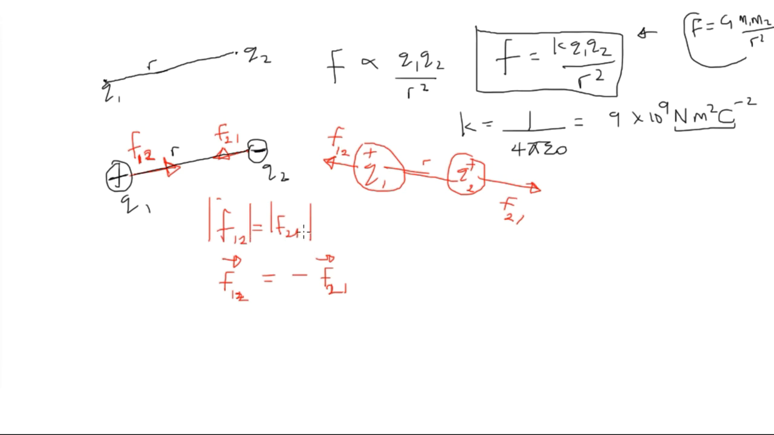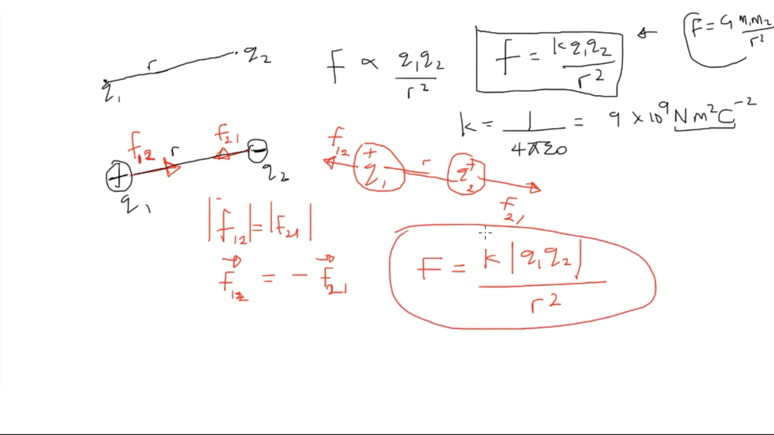The magnitude of the forces are the same. So I can rewrite Coulomb's law in a better way. That is, the magnitude of the force of attraction or repulsion between two charges is equal to K times the magnitude of the charges over R squared. That means if I have a question, I don't need to include the sign of the charge because it only has to do with the magnitude. Magnitude means amount, only the amount. So we'll solve some problems that will explain this on a better note.